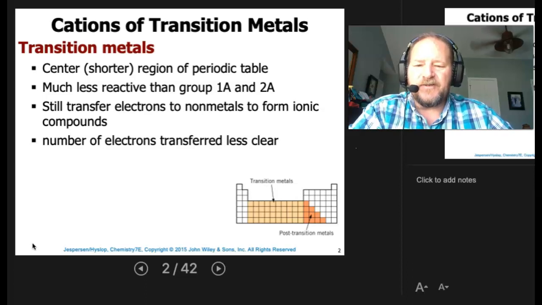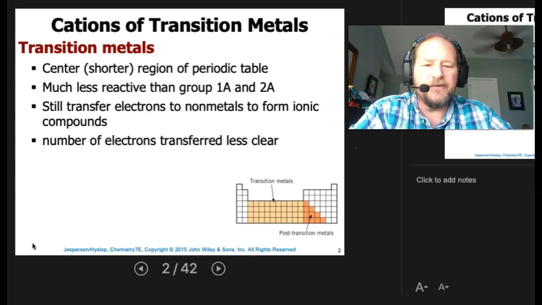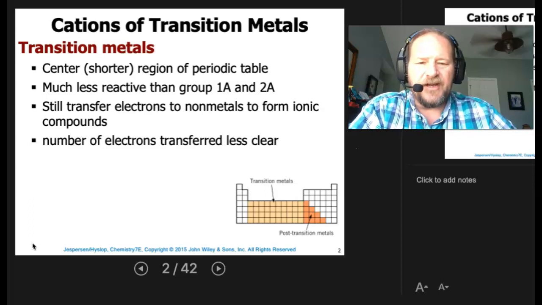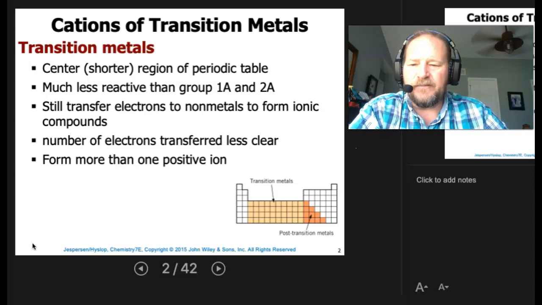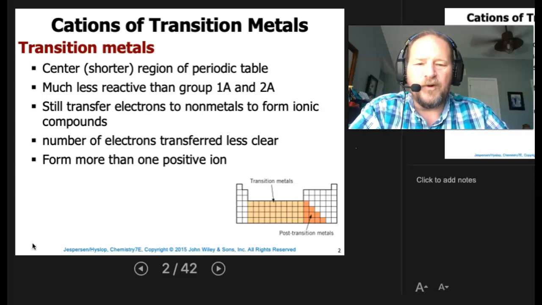The number of electrons transferred is a little less clear here. In group 1A, it was guaranteed 1 electron. Group 2A was 2 electrons. For transition elements, it's going to vary how many electrons are going to go. So they can form more than one positive ion for most cases. There are a few that are kind of locked in.